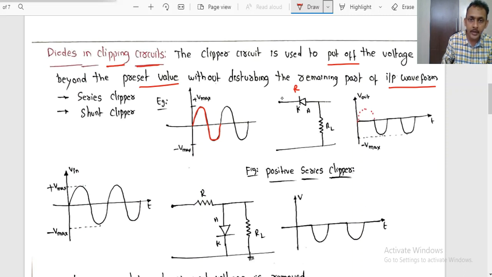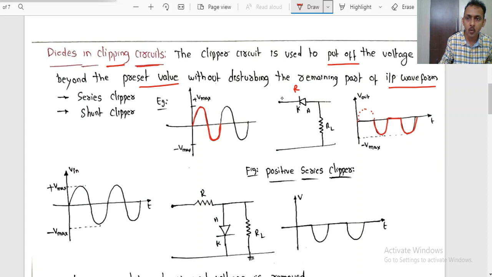But during the negative half cycle, this diode will be forward biased and now there will be conduction in the diode. Like this, we allow only the negative half cycles, and all the positive half cycles are clipped.